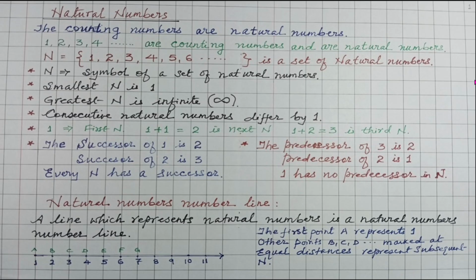Now, what are natural numbers? Natural numbers are counting numbers, the numbers which are used for counting. The 1, 2, 3, 4, 5, 6, 7 and so on are counting numbers and are known as natural numbers.